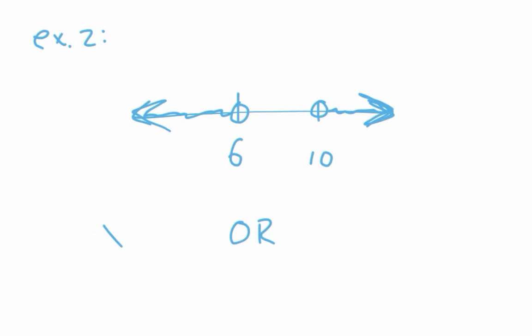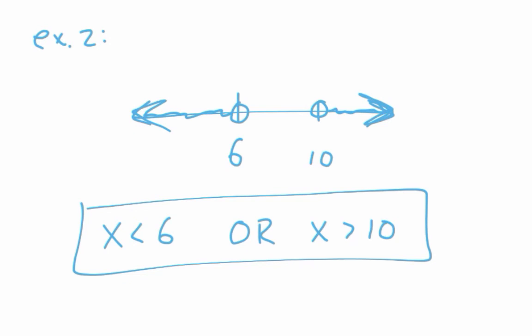We could say x is less than 6. Very nice, Dana. Or the one on the right would be perfect. Very nicely done, Josiah. X is greater than 10. And that would be our final answer. Because it's union, we can't combine them into just one compound inequality. So your answer would have to look like that.